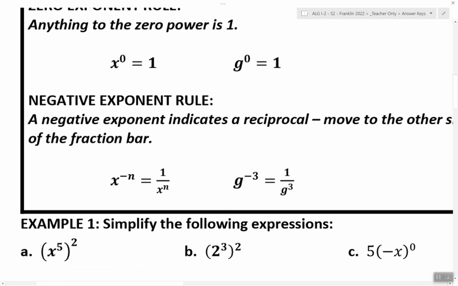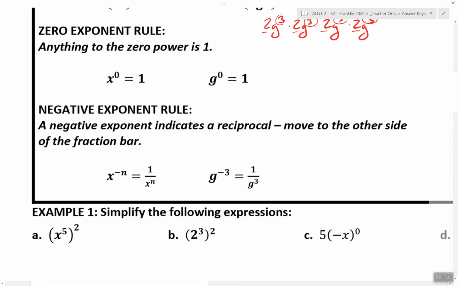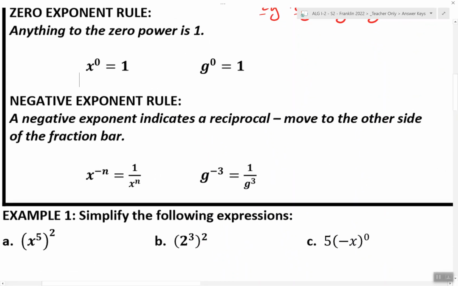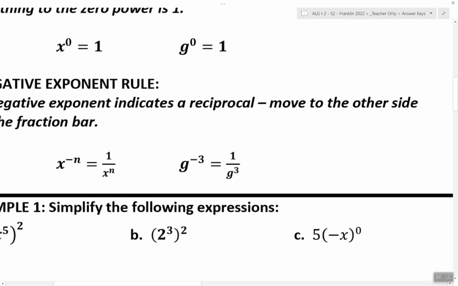And then the negative exponent rule. This is where it gets a little tricky. So a negative exponent indicates a reciprocal. So you move that power to the other side of the fraction bar and make the exponent positive. So for example, g to the negative 3rd power is going to equal 1 over g to the 3rd. So a negative exponent kind of just means it's in the wrong spot on that fraction bar. Move it to the other side.